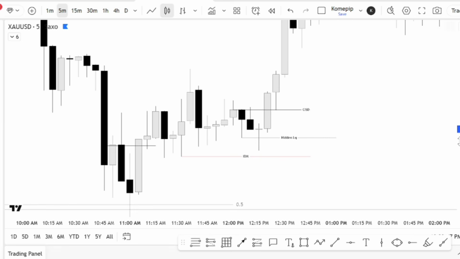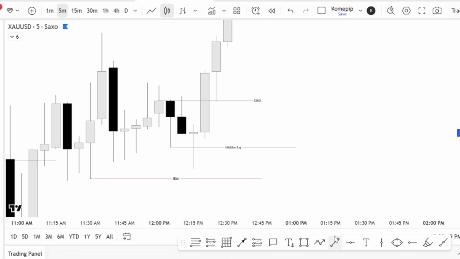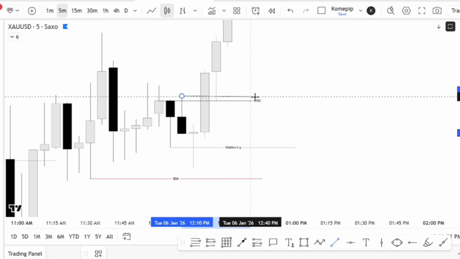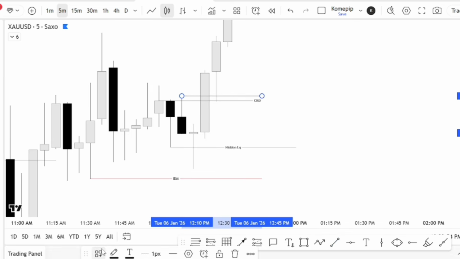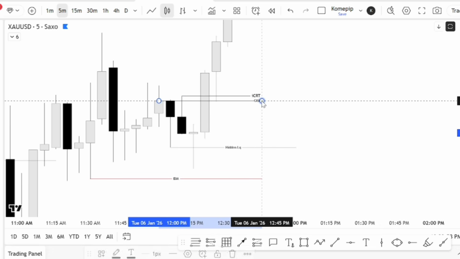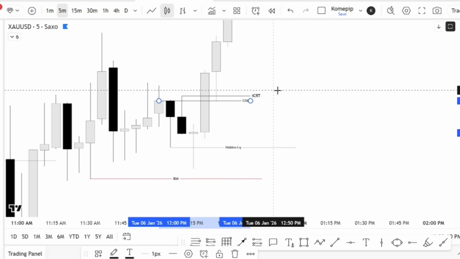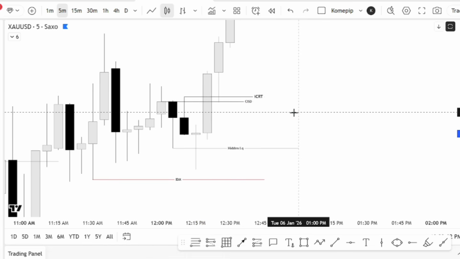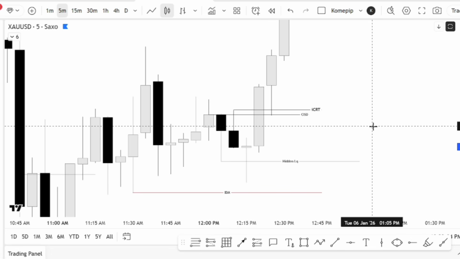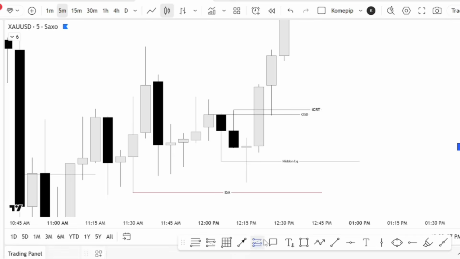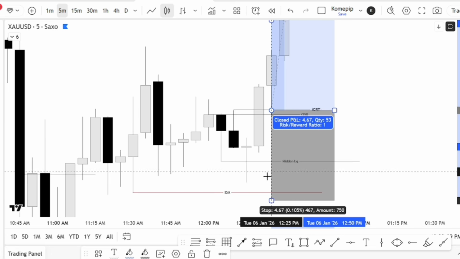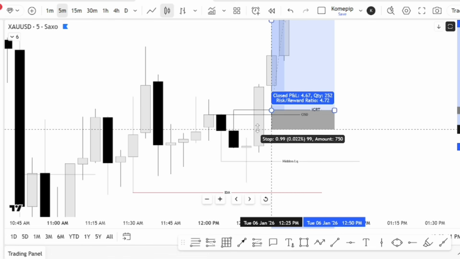Why? Because as you can see on the 5 minutes, I also have my ICRT here. Now, like I said, ICRT is a major part of the Komepips trading protocol, but there is a standard of operation on how I personally use it. Now, that was the driving force behind this trade.